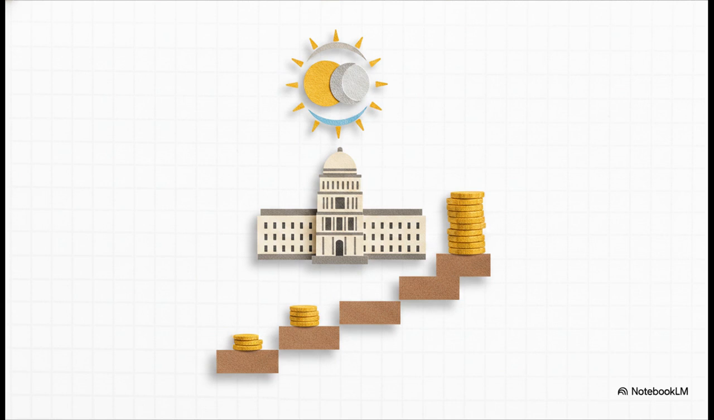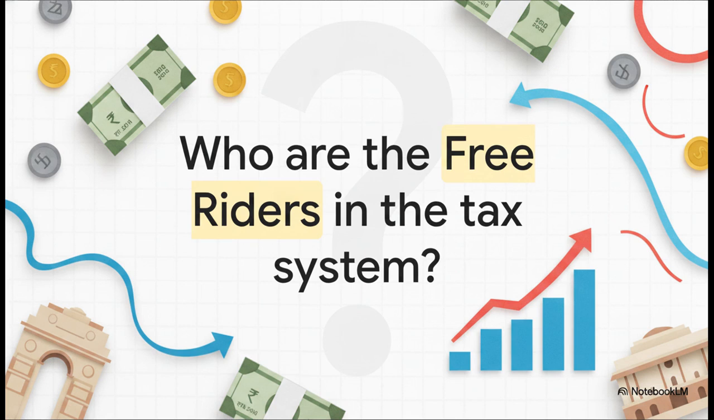And here's the big one. It's a progressive tax rate. That just means as your income goes up, your tax rate goes up. The richer you get, the higher the percentage you're handing over. Now, knowing that the system is strictly progressive, let me ask you something. Think about this carefully. In the context of our income tax system, who exactly are the free riders?